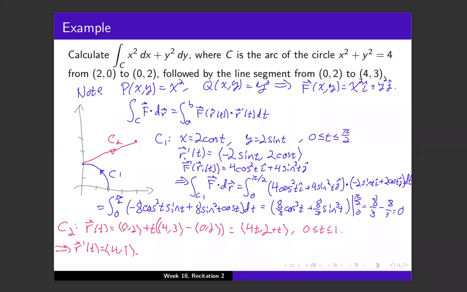Am I doing this right? Yeah, I think I'm doing this right. It's always okay to check your parameterization, to double check to make sure everything is working out the way you want it to. And in this case, I'm reasonably sure that it is.